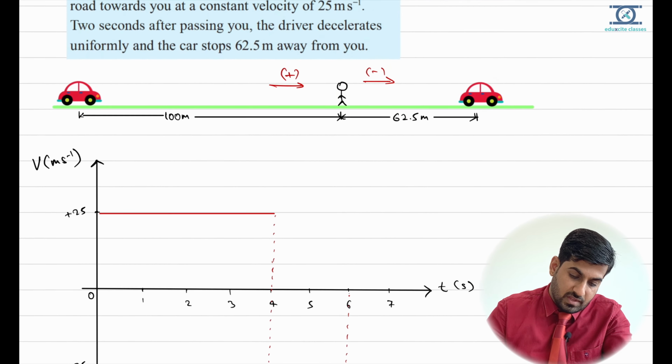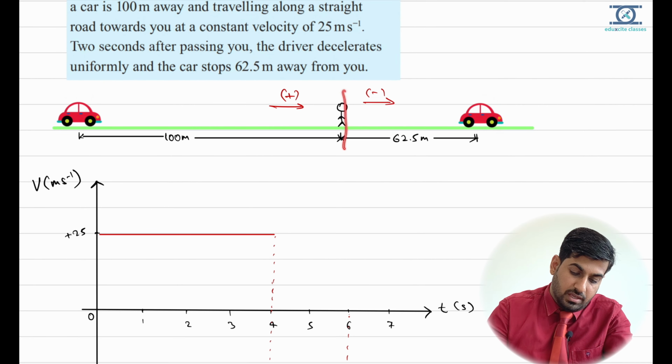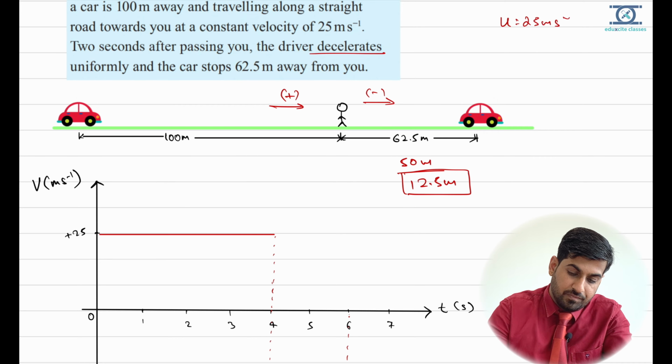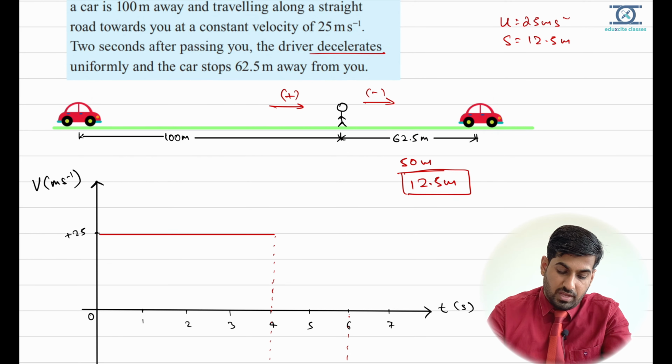And now after passing me, the car stopped 62.5 meter away from me. Away from me means for the 2 seconds it already covered 50 meter. So the remaining distance will be 62.5 minus 50 is 12.5 meter. So 12.5 meter is being covered with a deceleration. Now initial speed is 25 meter per second. Displacement covered 12.5 meter. Okay, now we have to find out the time.